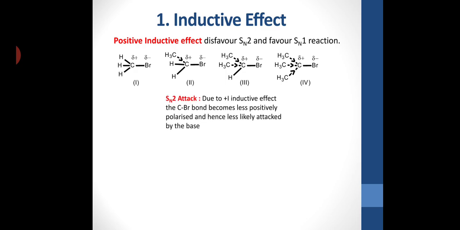Now let's have a look at SN1 attack. In SN1 mechanism, there is a formation of carbocation. So, more number of methyl groups, more is the plus I inductive effect, and more is the stability of the carbocation. And SN1 reaction is favored. That is why compound 4 undergoes substitution reaction via SN1 mechanism.